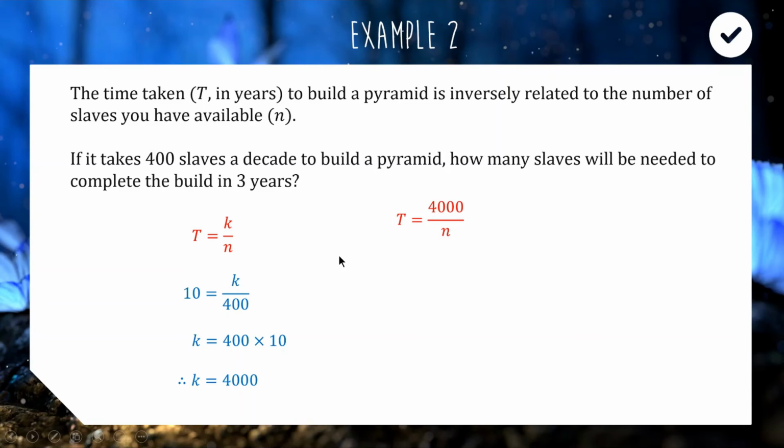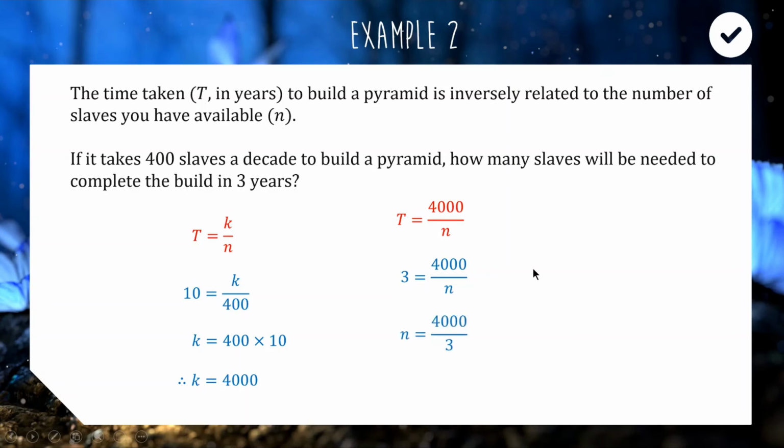All right, so the question is, how many slaves will we need? So we're trying to find N if the time taken to complete the build, which is T, is going to be 3 years. So we're going to make capital T equal to 3. Now we're going to solve this one similar to the way we did example C in the last slide. We're going to move the N across and then divide the 3 underneath. So these two pieces are going to swap places.